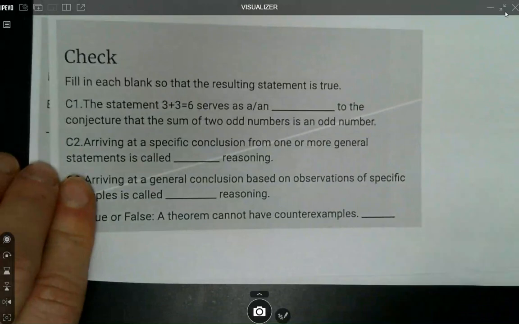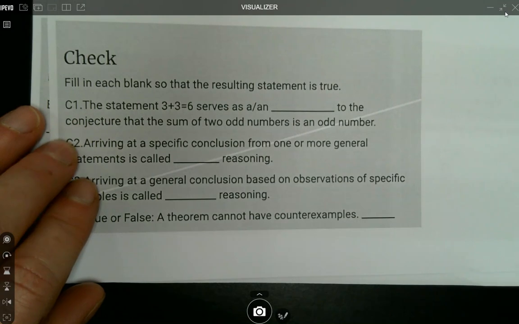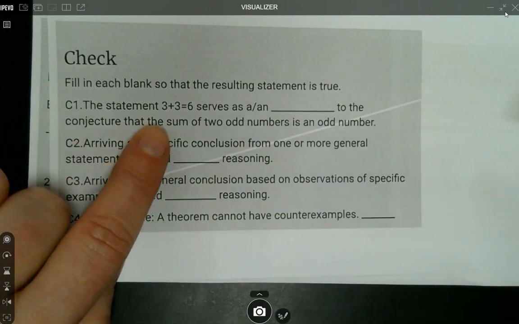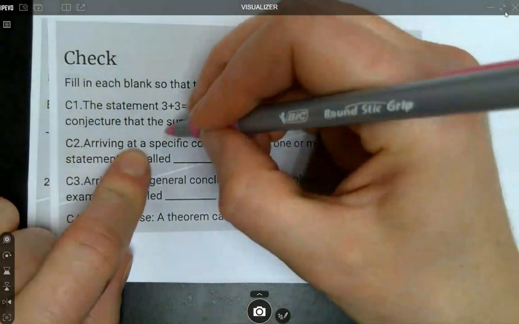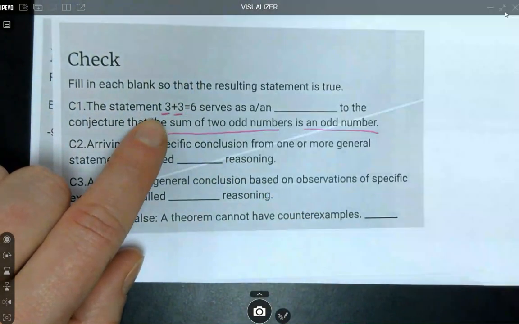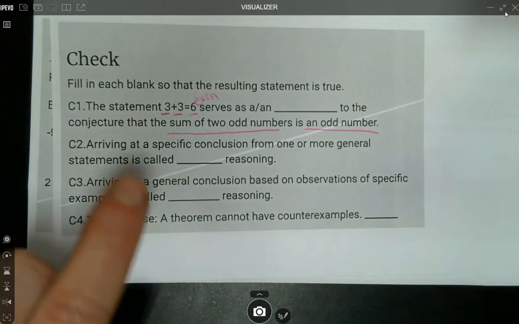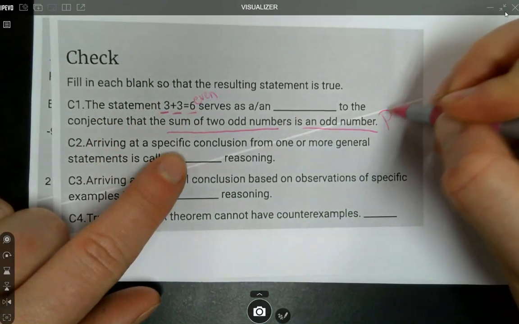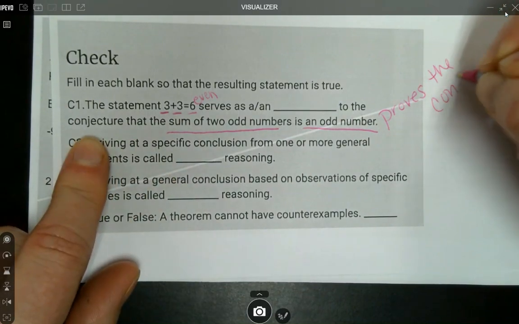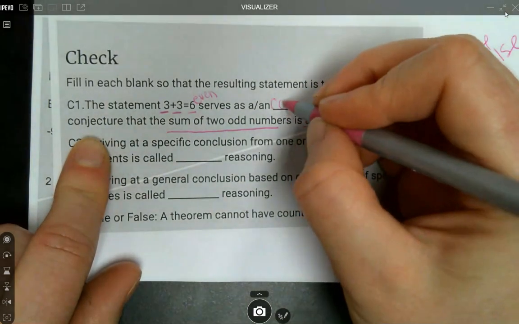All right, let's check. It says the statement 3 plus 3 equals 6 serves as a link to the conjecture that the sum of two odd numbers is an odd number. All right, so how does this even relate? Well, it says the sum of two odds is an odd. What do you notice about this? We have an odd and an odd. The sum of two odds is an even. So if we have an example that proves the conjecture false, that is called a counterexample.